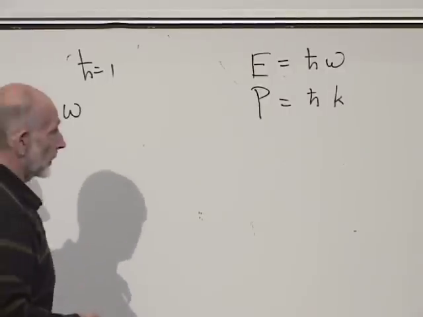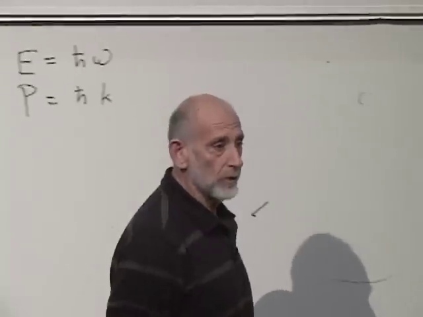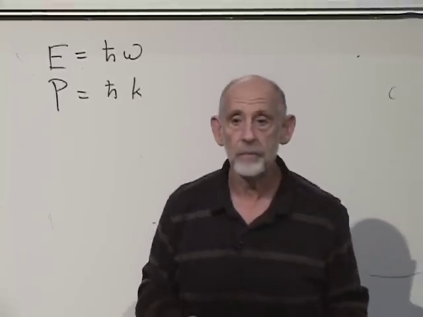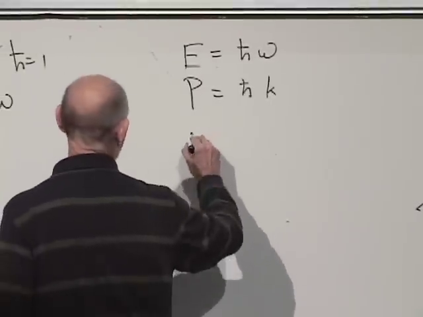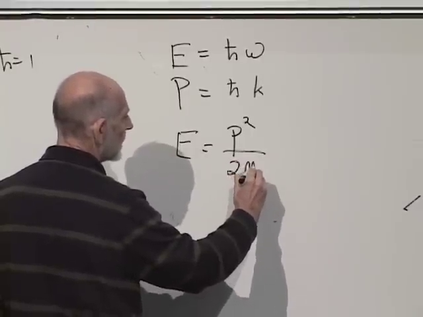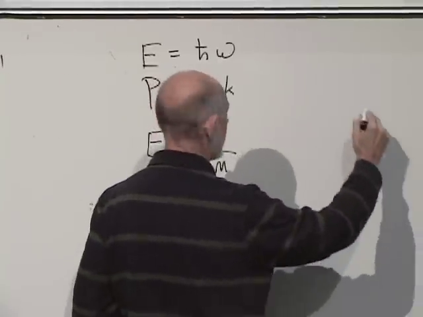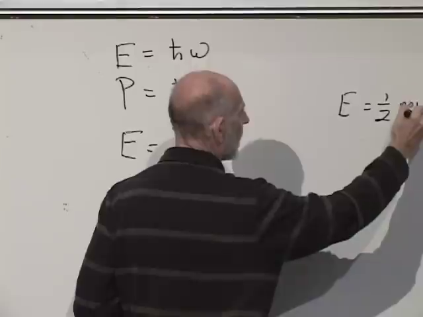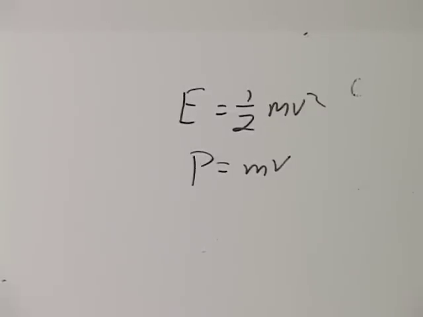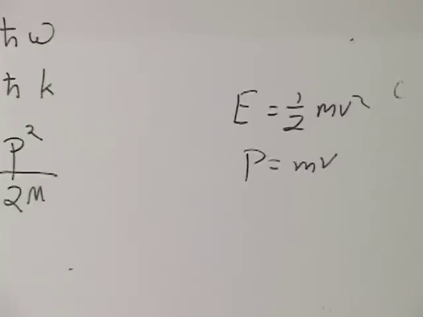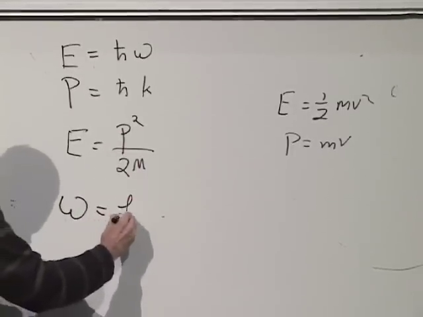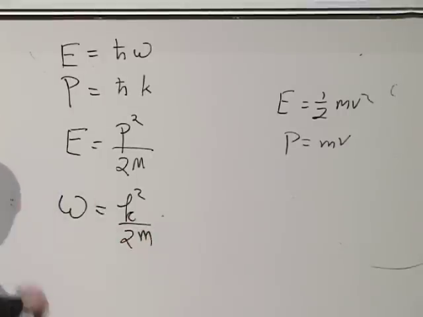Okay. What's the connection for a slowly moving particle? Slowly means only slowly moving compared to the speed of light. What's the connection between energy and momentum? Right. Energy of a slowly moving particle is the square of the momentum divided by twice the mass. This is, of course, the same thing as writing energy is equal to 1/2 mv squared, and p is equal to mv. If we solve for v and plug it in here, we get this relationship. That also tells us now the relation between omega and k. Omega is k squared over 2m.